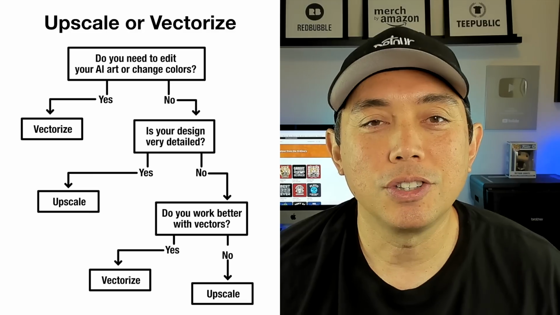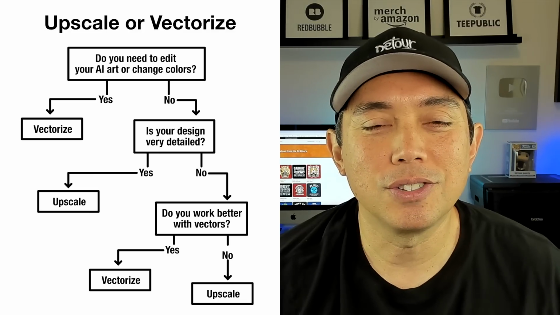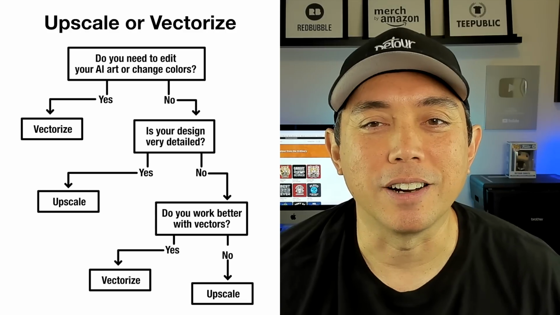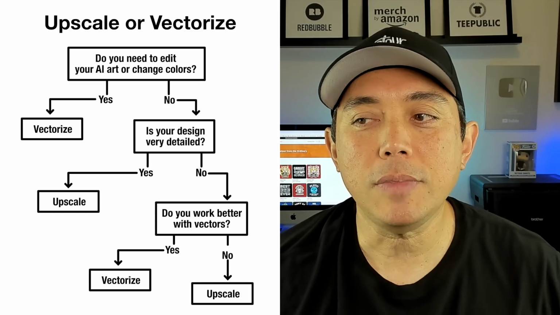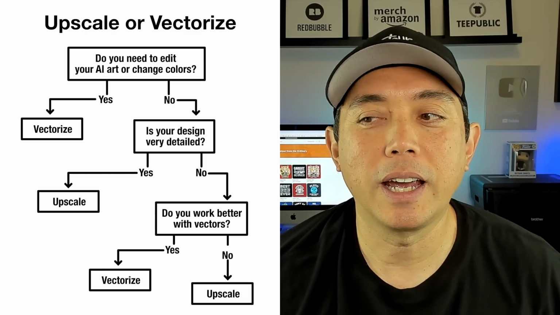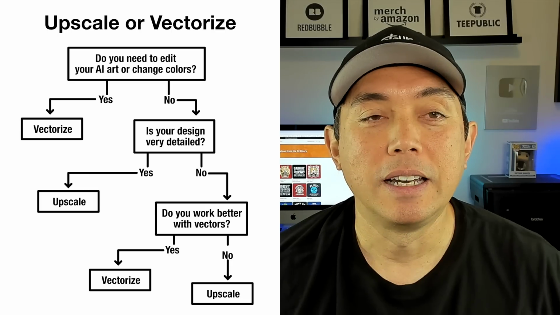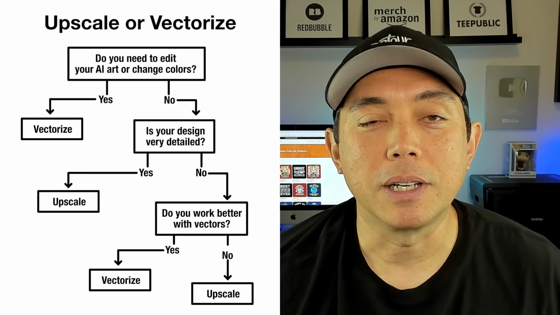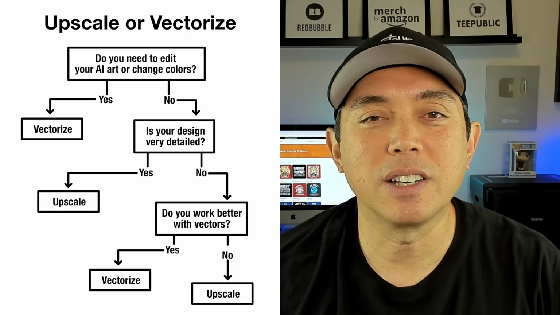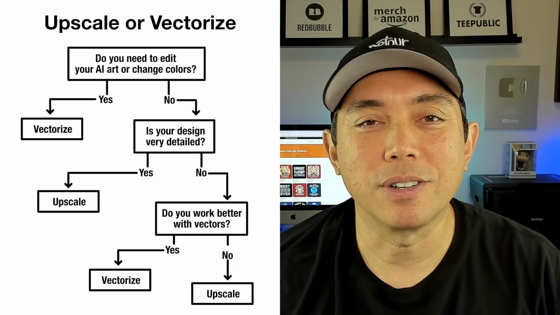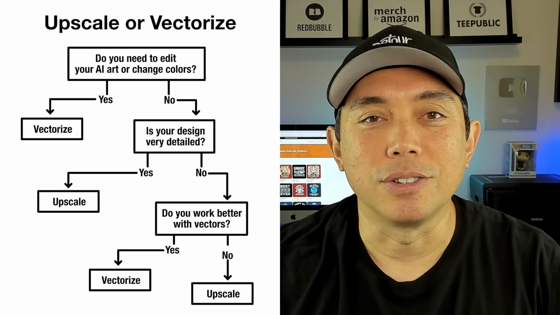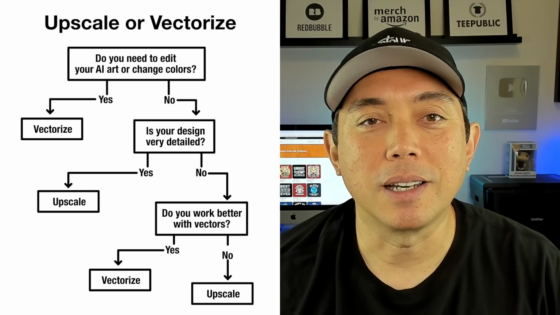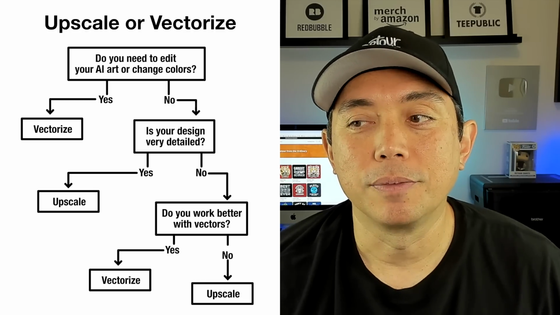So when should you use vectorizing and when should you use upscaling? I have this chart right here, so let's go over it. So do you need to edit your AI art or change colors? If the answer is yes, you most likely want to vectorize that, because trying to change colors on an upscaled raster is really hard to do. Well, you can, but it's a lot tougher to do than a vector.